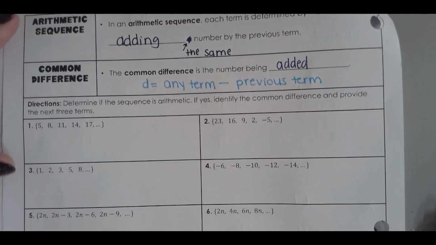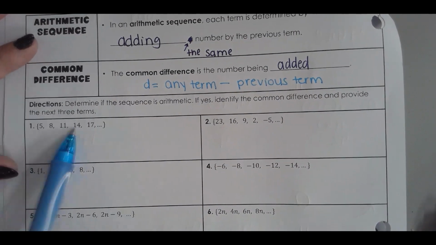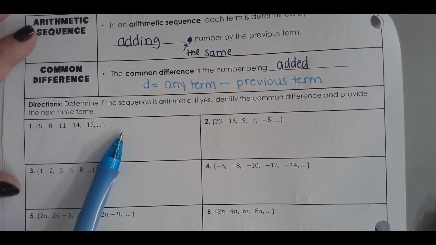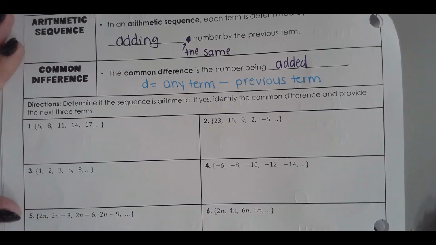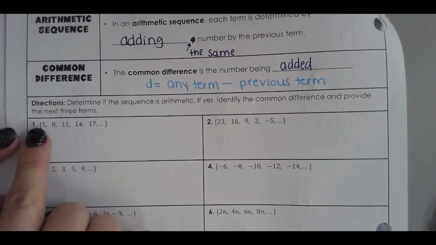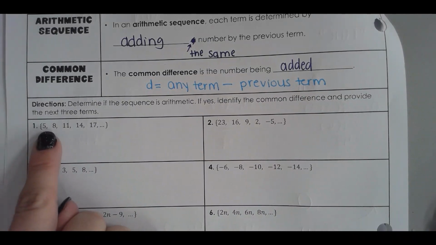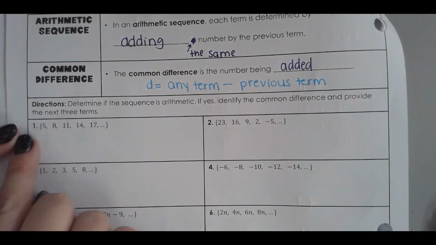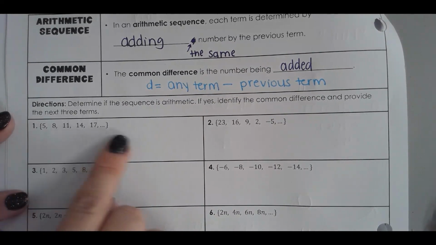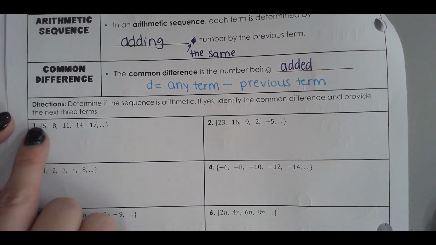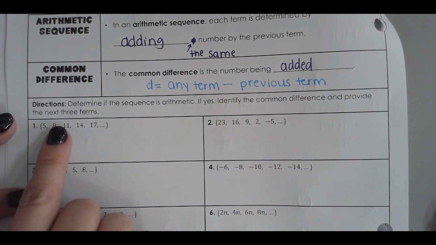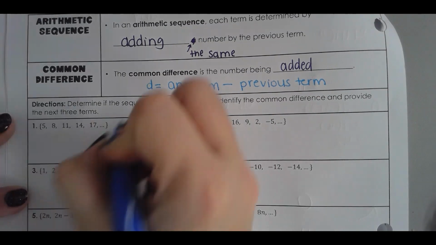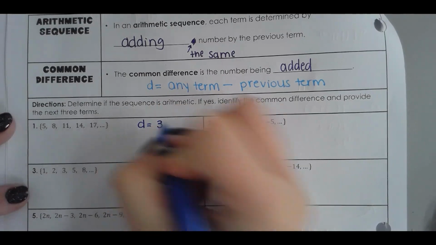So these first 6 examples, we're going to figure out if it's arithmetic. If it is, we're going to write down what the common difference is, and then we're going to list out the next 3 terms. So how am I going to get from 5 to 8? Adding 3. But let's check all the way across, because I might throw in a trick question where the last 2 don't add 3. So 5 plus 3 is 8, plus 3 is 11, plus 3 is 14, plus 3 is in fact 17. So my common difference is 3.